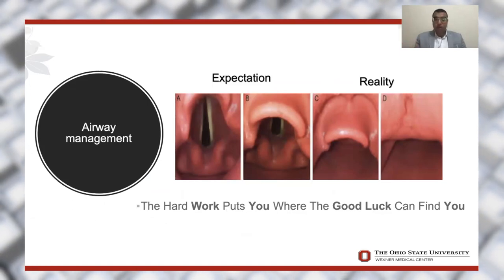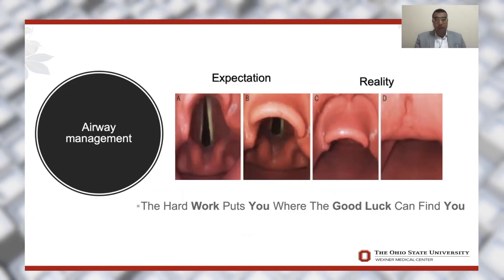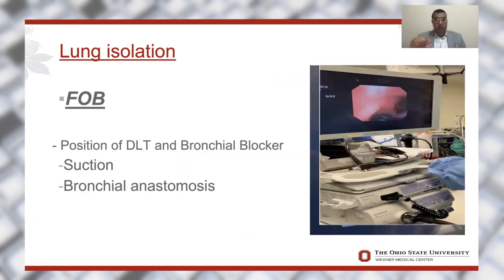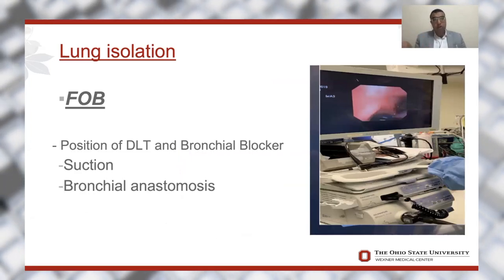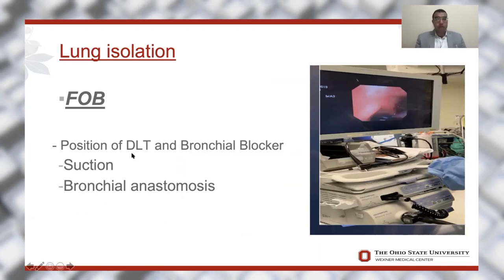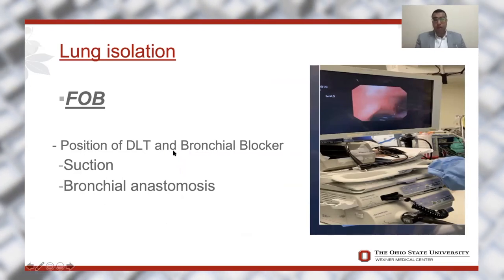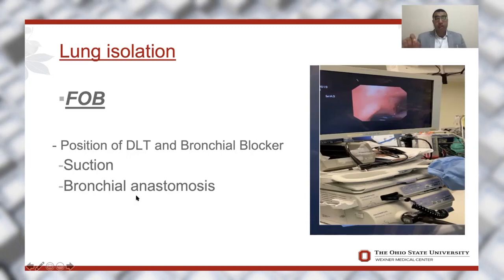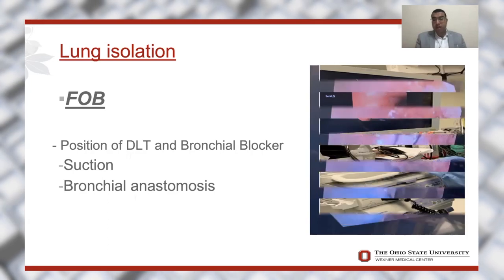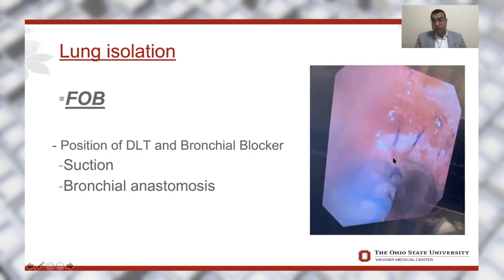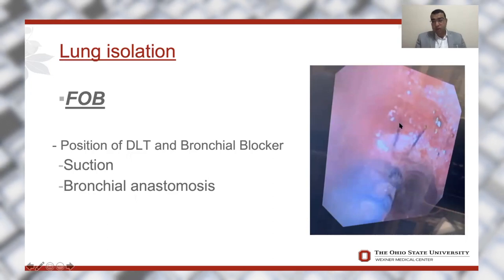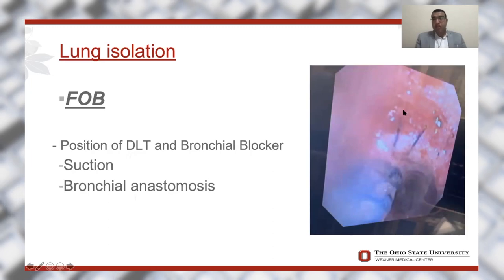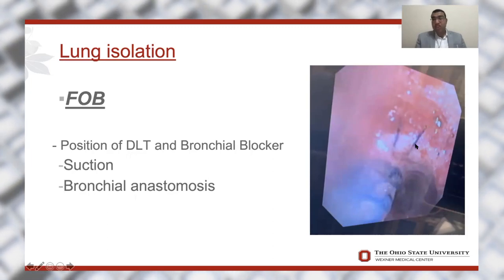A very important issue in lung transplant is the airway management. For sure we talk about lung isolation. We use the fiber optic bronchoscopy for confirmation of the position of either the double lumen tube or the bronchial blocker, a little bit of suction, and to check the bronchial anastomosis. I was very lucky to get this photo. As we can see, this is the balloon of the double lumen tube. And this, I think, was the double lumen or the EZ blocker. And these are the stitches at the bronchial anastomosis. So you can check the anastomosis well.